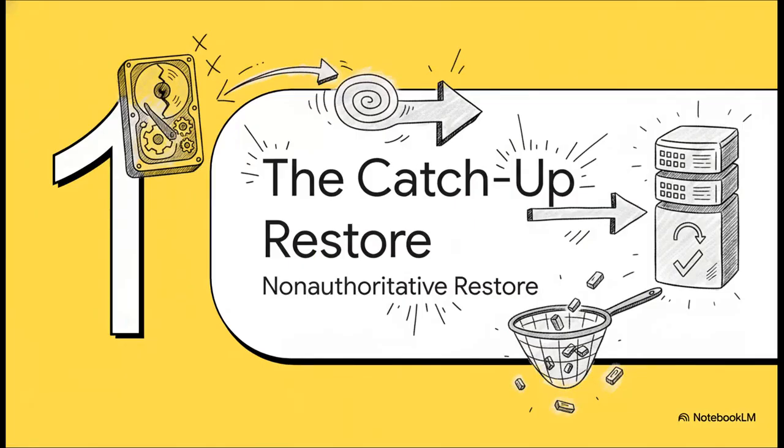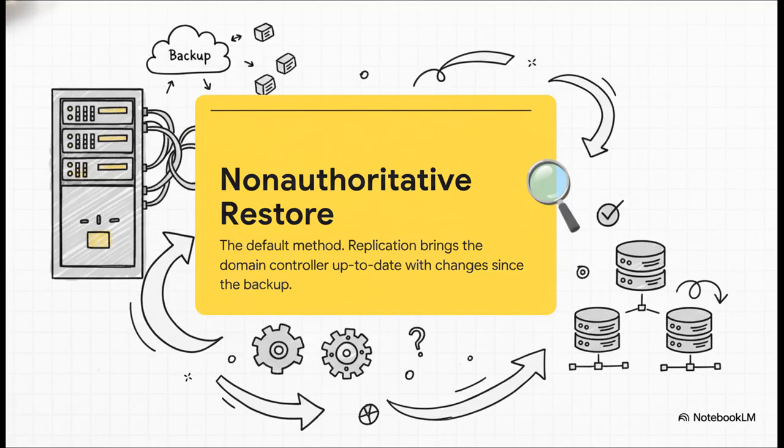Okay, so let's start with the most common scenario, simple hardware failure. Your server is just a smoldering piece of metal. This is where we use what's called a non-authoritative restore. I like to call it the catch-up restore. A non-authoritative restore is your go-to, your default, mainly because it's safe.